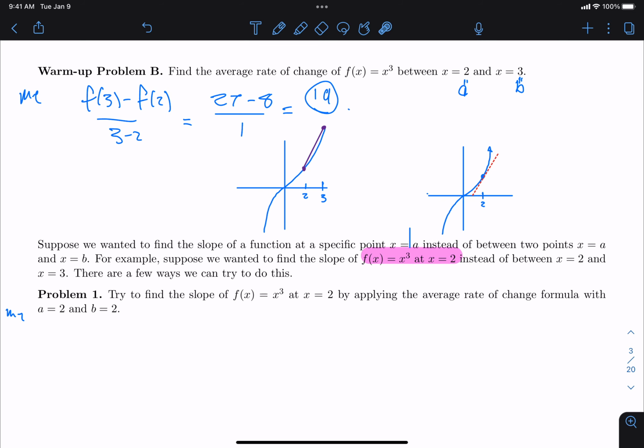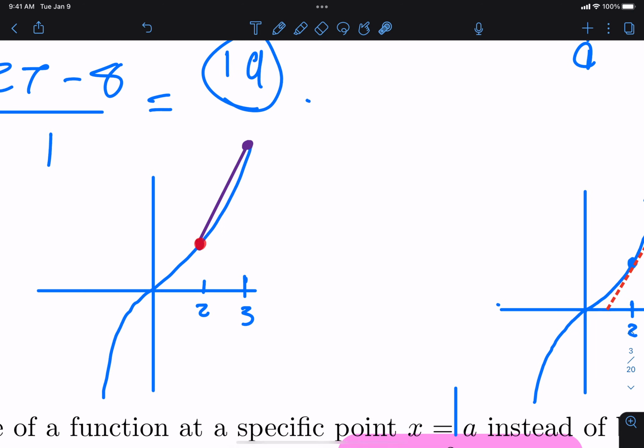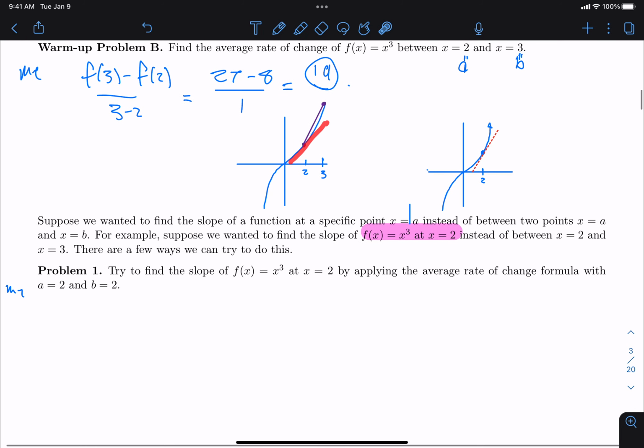one sort of naive approach to this problem would be to say, well, okay, what if I do want to find the slope of this cubic function at exactly x equals 2? So not over the period from 2 to 3, but actually at this point here. What if I wanted to know the slope there? Well, you might think, why don't I just use the average rate of change, right? And I'll just take the endpoints to both be 2, right? Instead of finding the slope between this line and this line, I'm going to bring this point all the way down here and then try to find the slope of this line here, right? So let's try and see what happens if I do that.